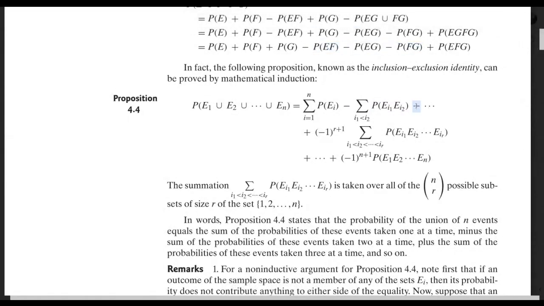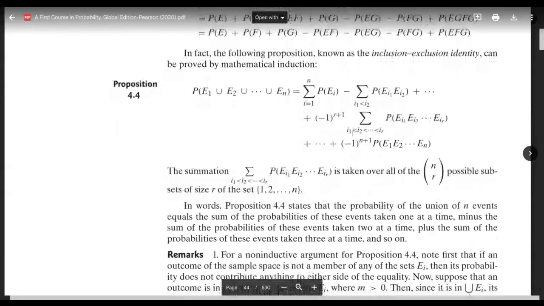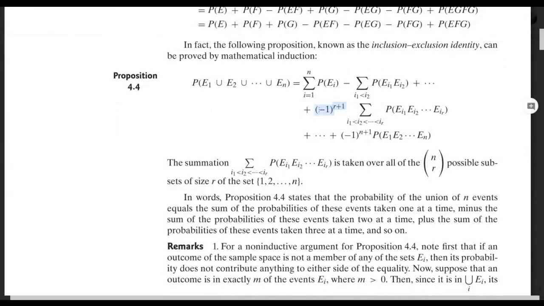Then add back, depending on the term, right? That's why we have -1 raised to r plus 1. You can imagine we keep subtracting. We would subtract the probability of the intersection of 3 events, then add back, and keep going this way. So in the end, it's -1 raised to r plus 1, then add back -1 raised to n plus 1. Well, is this one proved?